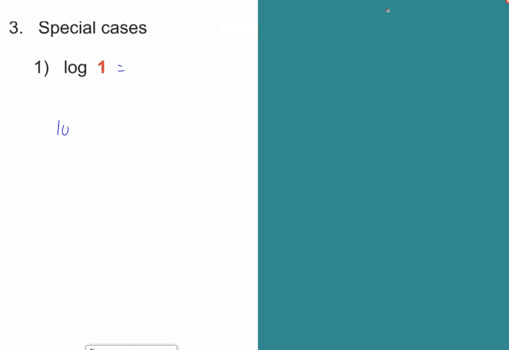So hopefully you said 10 to what power equals 1, right? And therefore we know this equals 0. Because again, the result is 1 and any base to the 0 power equals 1. So if it was log 1 in base X, then it's still going to equal 0. X to the 0 equals 1. No matter what it is, the exponent's going to be 0 if you have log 1. It's just the way it is in any base.